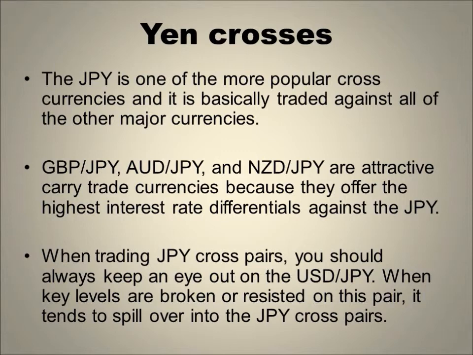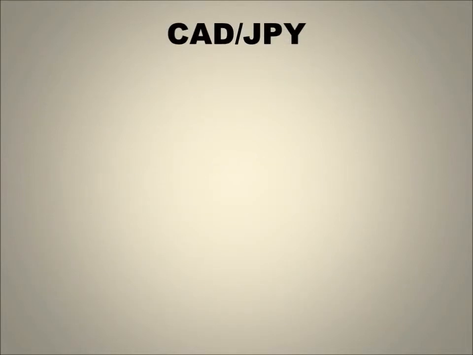First, we need to keep an eye on the US dollar Japanese yen pair. And when key levels are broken or resisted on this pair, it tends to spill over into the Japanese yen cross pairs. So again, we're paying attention to not only what happens in the news about the Japanese economy, but we're also paying attention to what happens in the news about the American economy. That also affects the Japanese yen as well.